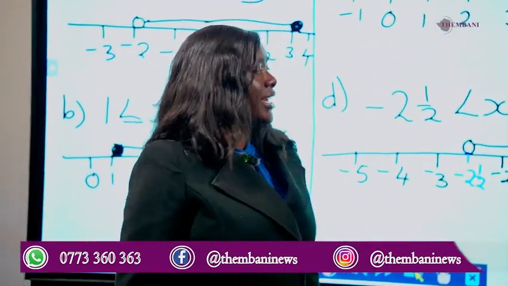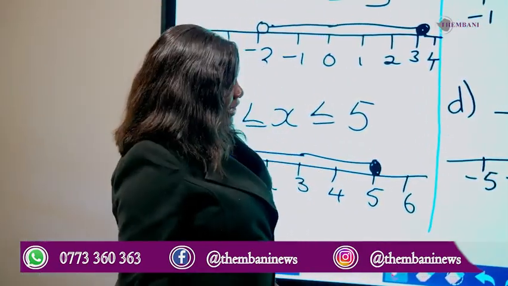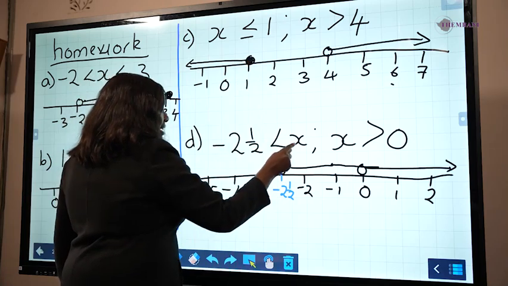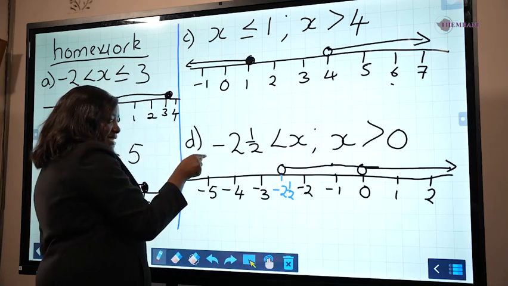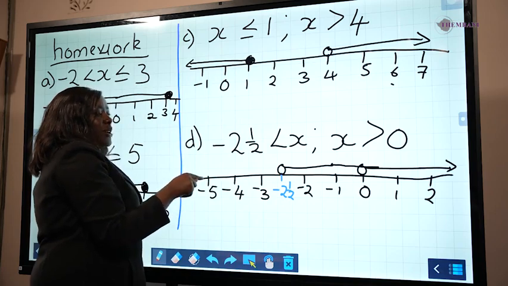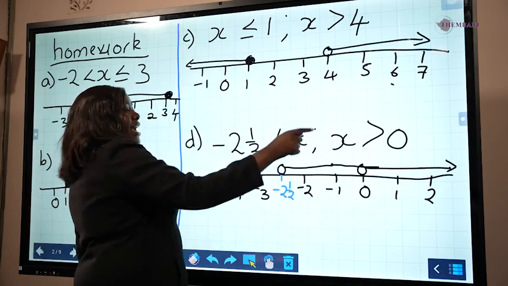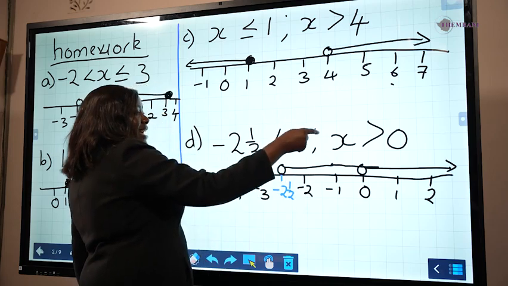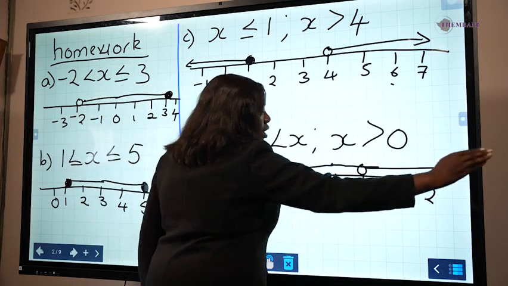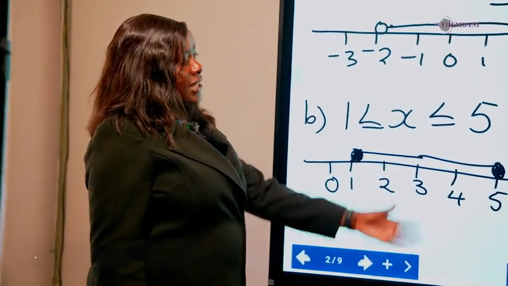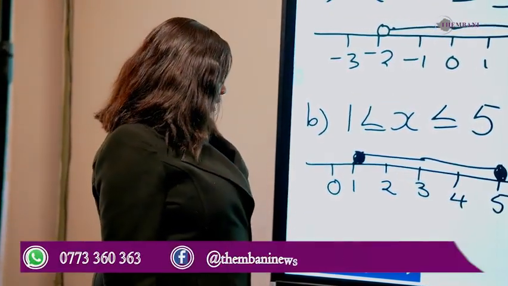I hope you managed to get this one correct, because we are saying our x is greater than negative 2.5. So values which are greater are moving in this direction. At the same time, x here is also greater than, so our values are also moving in that direction. I hope we managed to get the correct solutions for these questions.